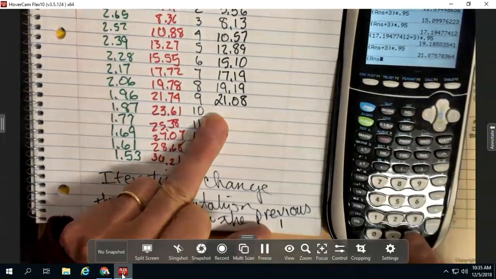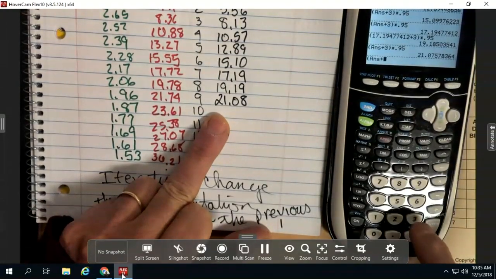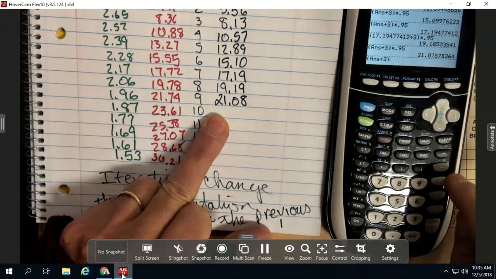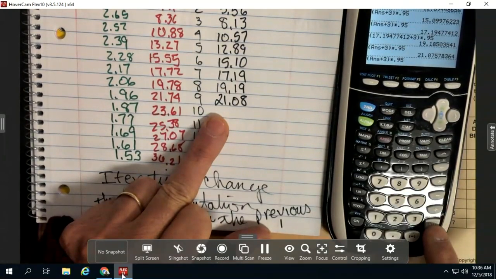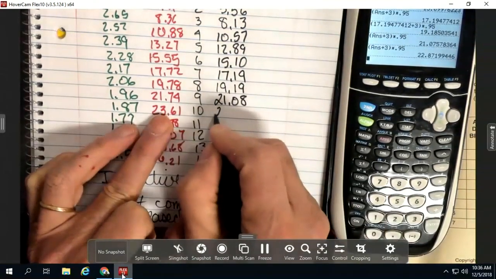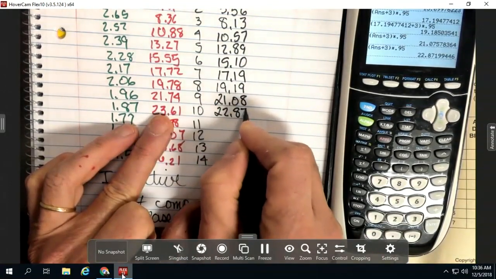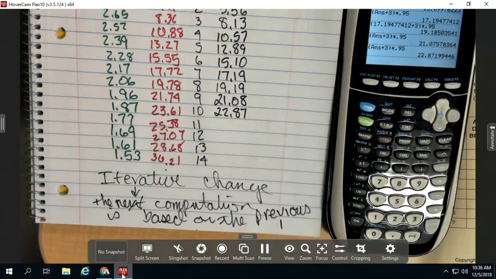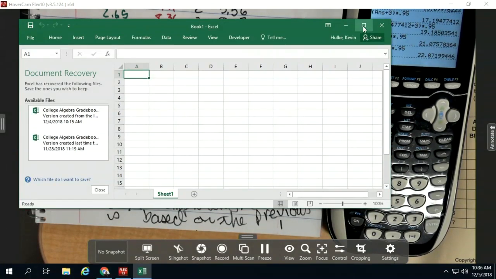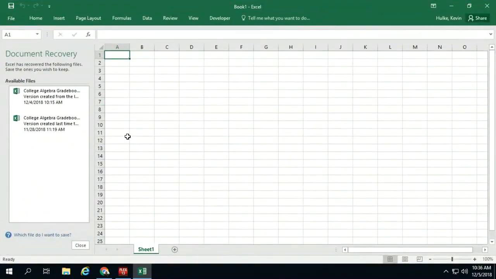Parentheses, second function, answer, plus 3, close parentheses, times 0.95. Now, there is a way to do this in a spreadsheet that Desmos can't do. And I wish I could figure out how to get Desmos to do it.